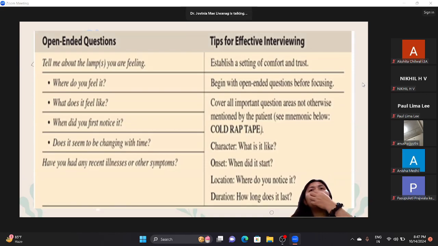Okay. So these are examples of open-ended questions that you will ask your patients. So where do you feel it? So location. What does it feel like? Because lymphadenopathies differ from nodules. When did you first notice it? The duration also. Does it seem to be changing with time? So we can determine if it will be malignant or not. So have you had any recent illness or other symptoms? So such as that.